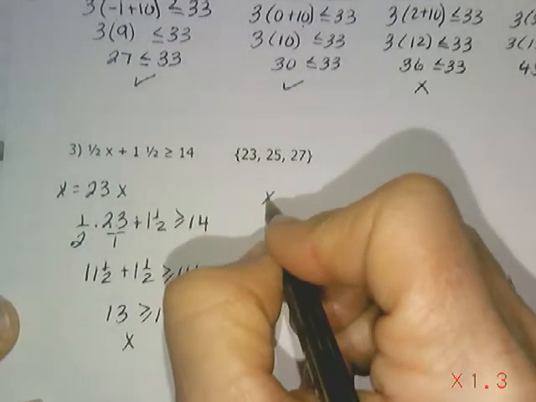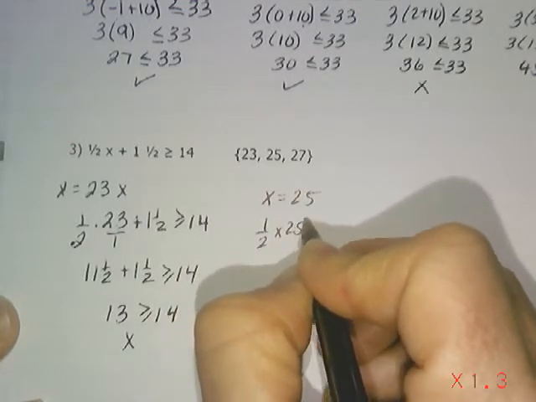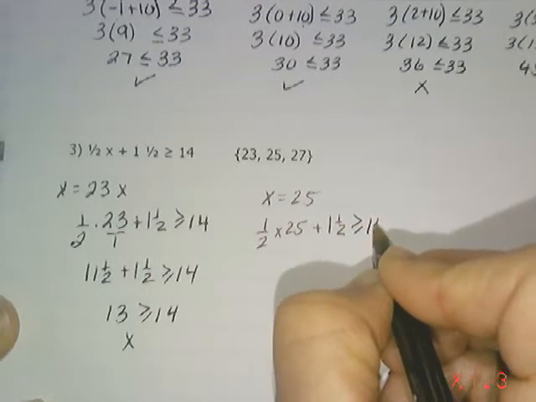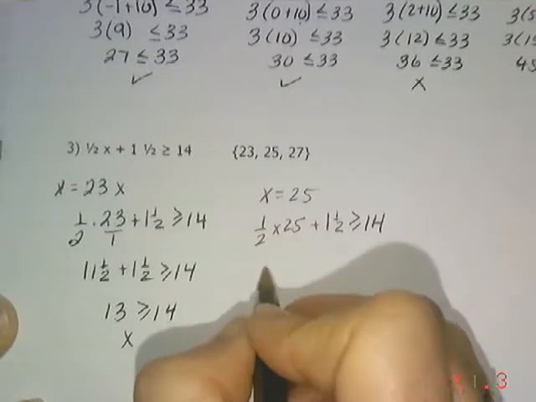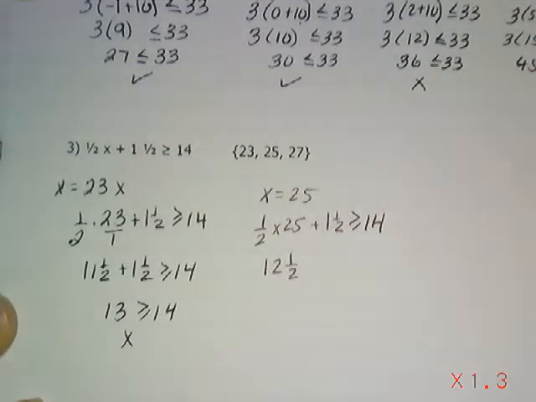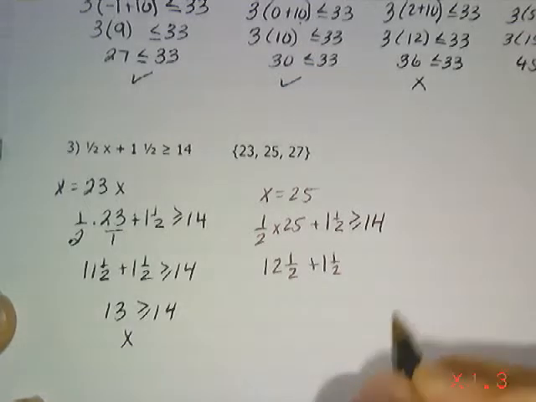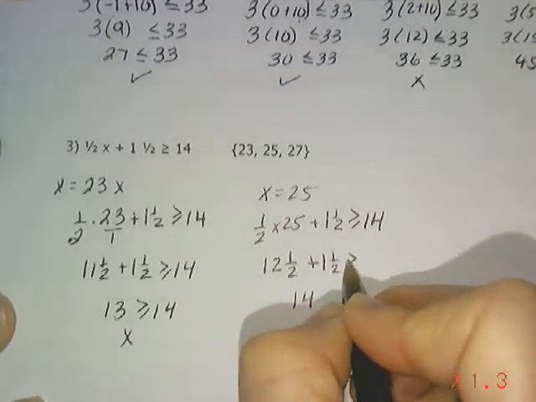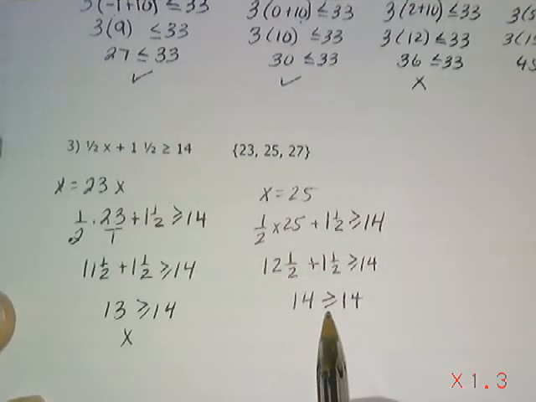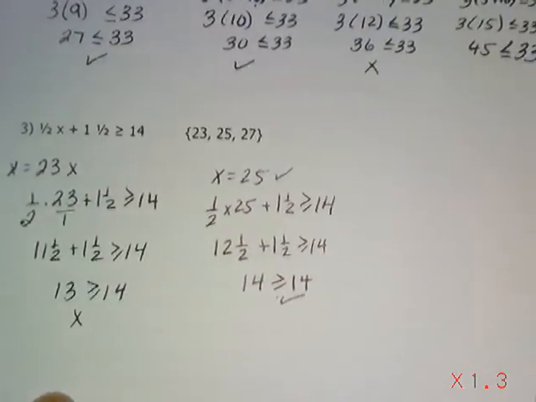Let's test out x equals 25. So we have a half times 25 plus 1 and a half is greater than or equal to 14. 25 times a half is 12 and a half, or 25 halves. And then we're going to add 1 and a half to it. That's 14. 14 is equal to 14, so that means this statement is true, and 25 is a possible solution.